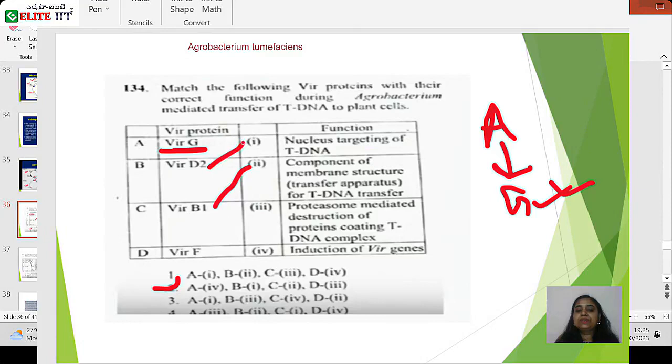This is this one. And F. So VirG first we give this one. And this is F: proteasome mediated destruction of proteins coating T-DNA complex. Proteasome is where ubiquitin coated proteins are destroyed, the destruction is done inside the proteasome. Proteasome mediated destruction of proteins coating T-DNA complex.